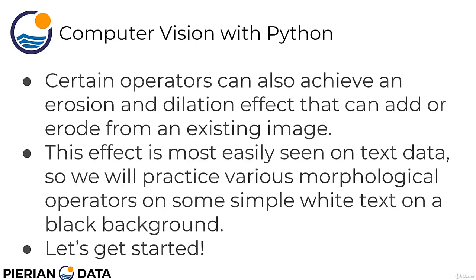Other types of operators can also achieve an erosion and a dilation effect that can add or erode from an existing image. This effect is actually most easily seen on text data. So what we will be doing is we're going to practice various morphological operators on some simple white text on a black background. Let's get started.